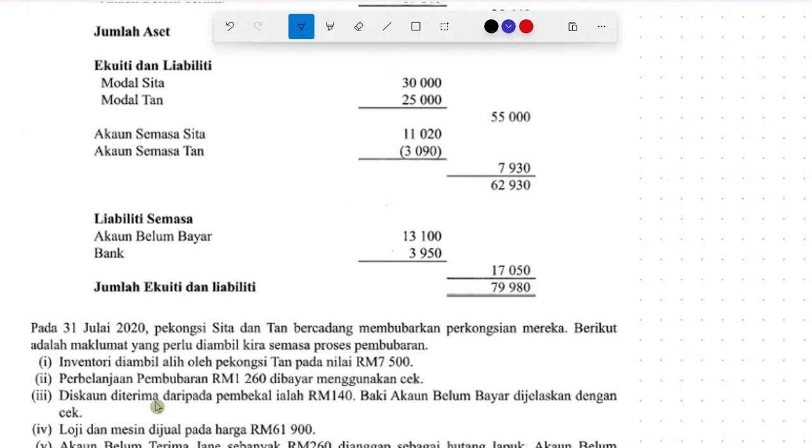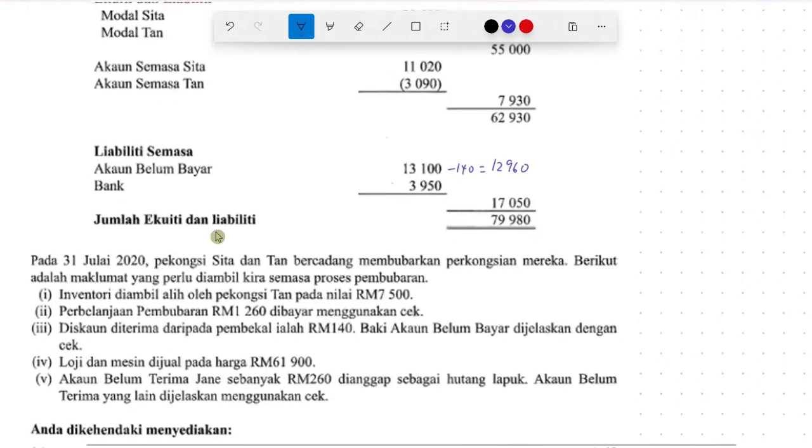Diskaun diterima daripada pembekal is 140. Akaun belum bayar dijelaskan dengan cek. So akaun belum bayar, you get a discount of 140. So the check amount will be 13,100 minus 140. So credit the bank with only 12,960.